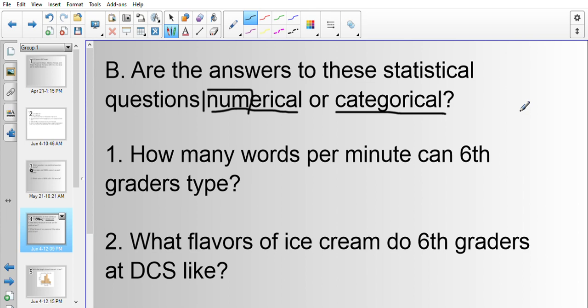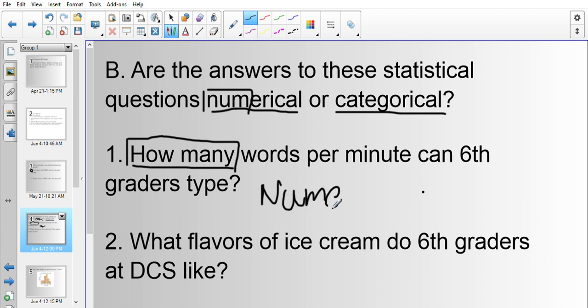So, how many words per minute can 6th graders type? Well, this should be your dead giveaway on whether this is numerical or categorical. This part right here, how many? How many implies a number. And if it's a number, then it's going to be numerical. How many sit-ups can 6th graders do? That would be a numerical question. On average, how long does it take a 6th grader to run a mile? That would also be a numerical question.